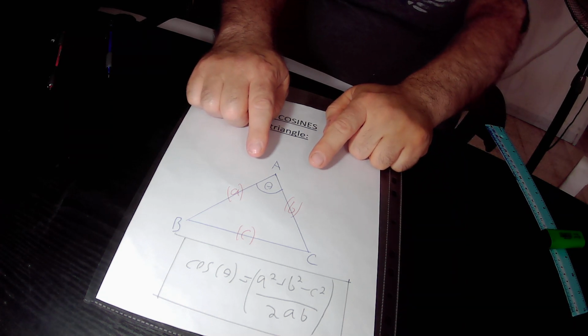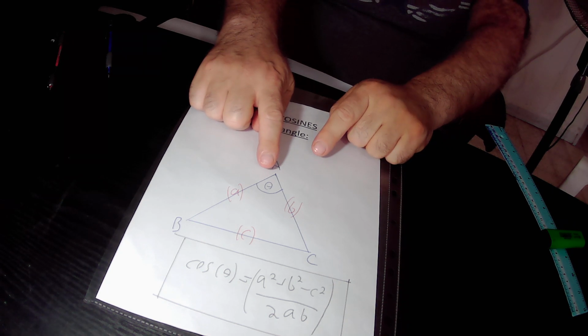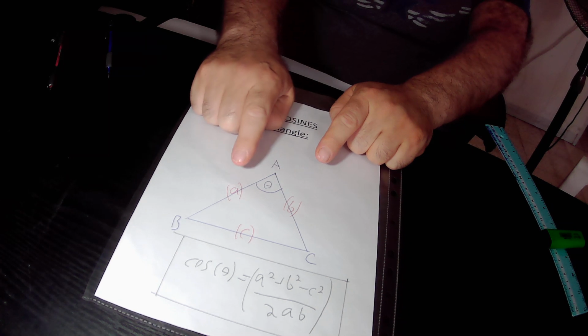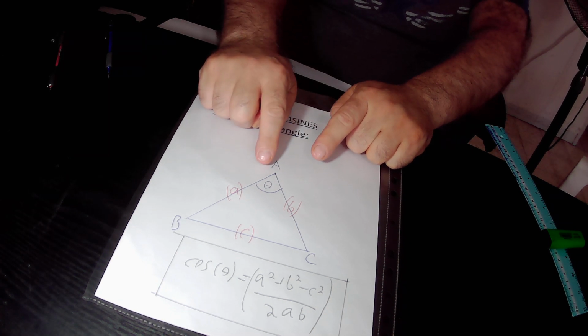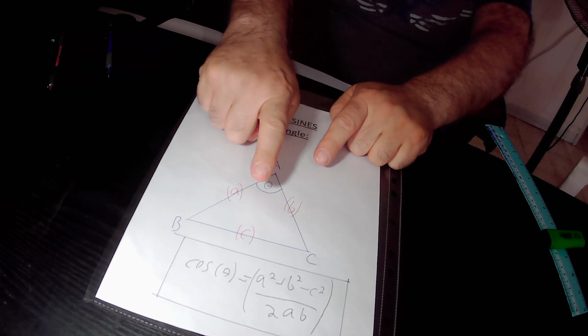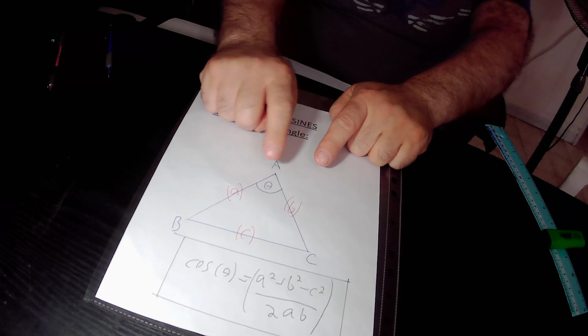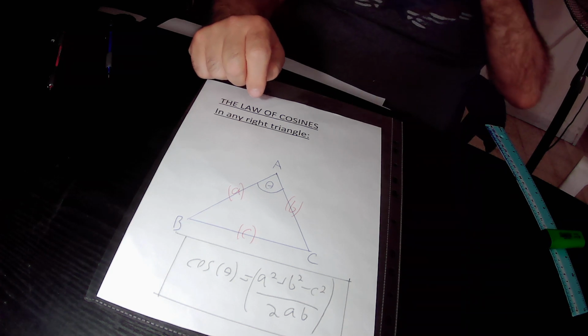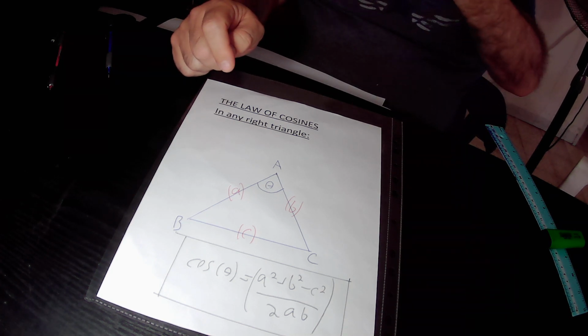So in this triangle ABC that could be any triangle, the following equation is true: cosine theta equals A squared plus B squared minus C squared over 2 times A times B. Again, cosine theta equals A squared plus B squared minus C squared over 2 times A times B. So we can actually implement the law of cosines in any triangle.